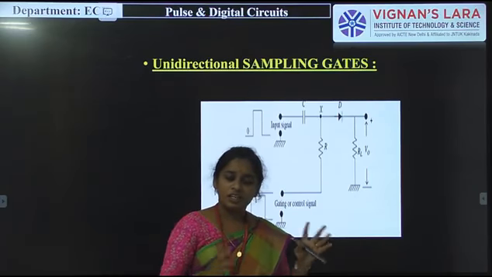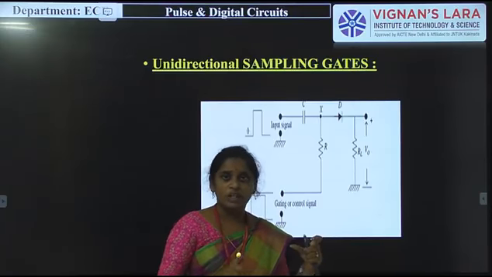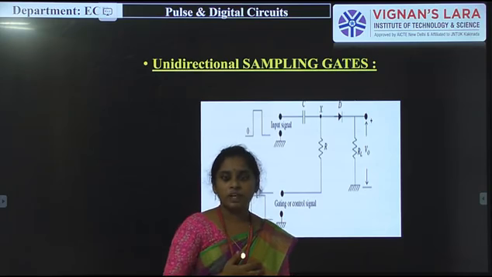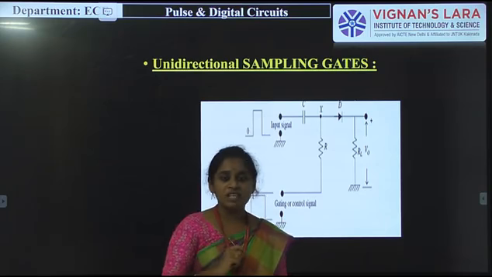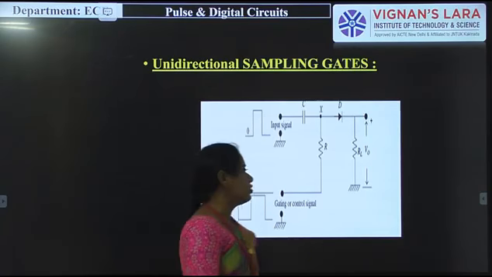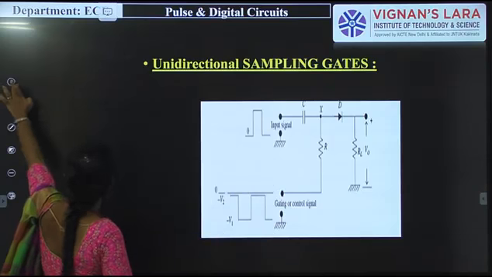The definition of the sampling gate is that whatever input signal we have will be produced at the output side with a pre-required time interval. But the unidirectional sampling gate does not satisfy this principle. That is a major drawback of the unidirectional sampling gate. That's why we go for the bidirectional sampling gate.